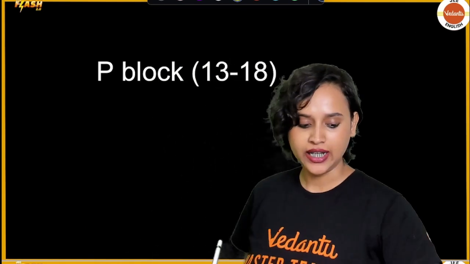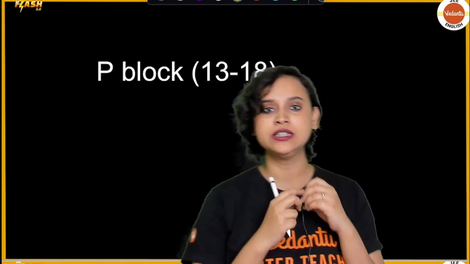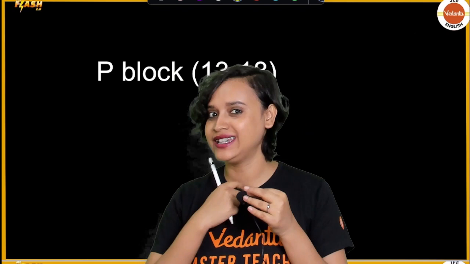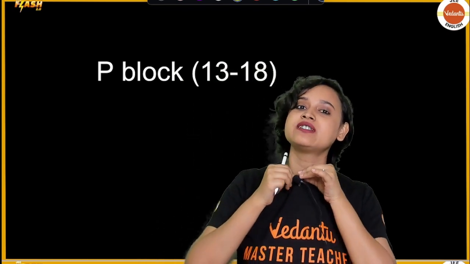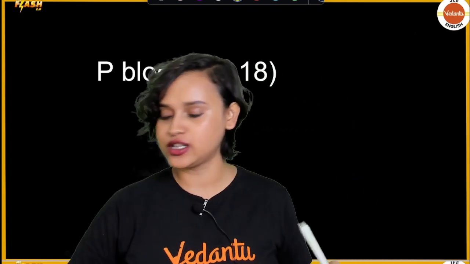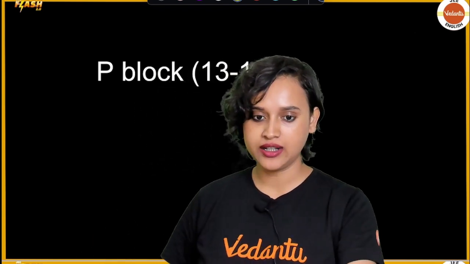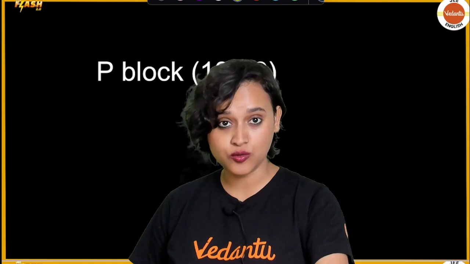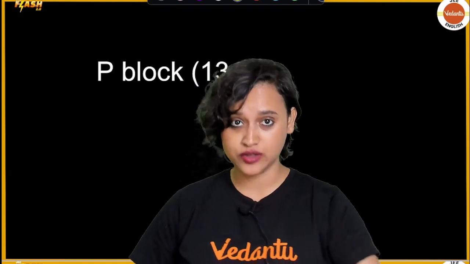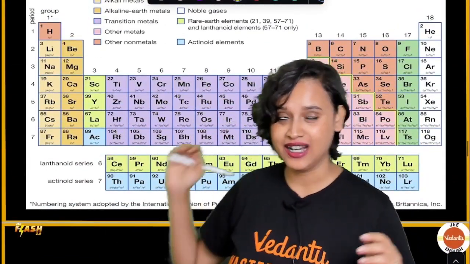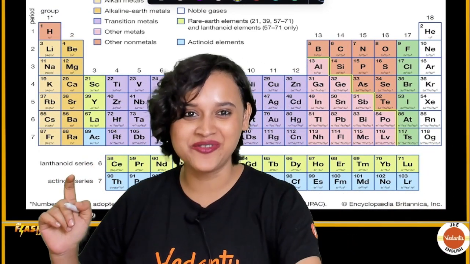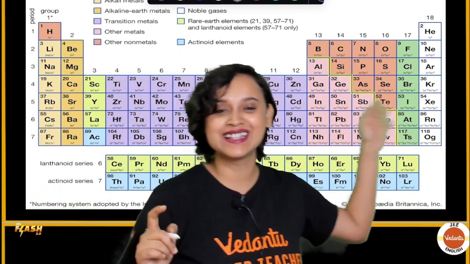All right. So now we are going to complete P block, groups 13 to 18. We have started with periodic properties and now we are moving completely towards P block, everybody. Here we are, and I hope that you all know where P block is. I do not have to tell you about all of that. P block is right here. This side. This is P block.